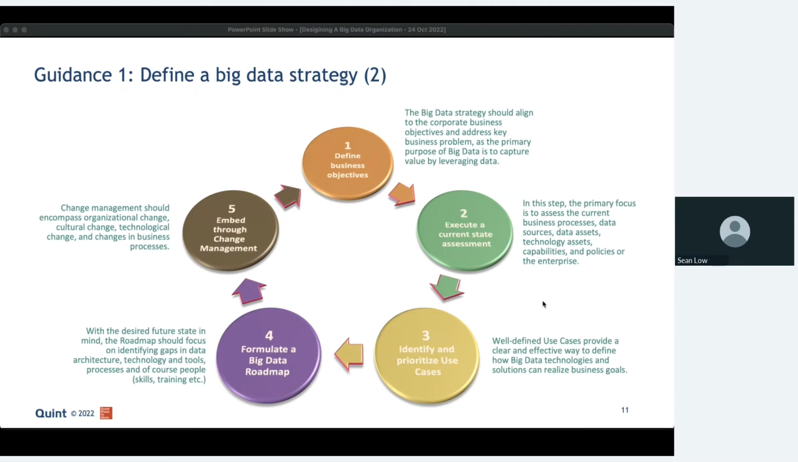Then we move on to step 3. Based on our current assessment of our capabilities, we need to identify and prioritize the use cases for big data. Because we might come up with a bunch of use cases to solve business objectives, but which ones are the most important? Which ones can we actually carry out? Then, based on the use cases and our capabilities, we go to step 4, to formulate a big data roadmap.